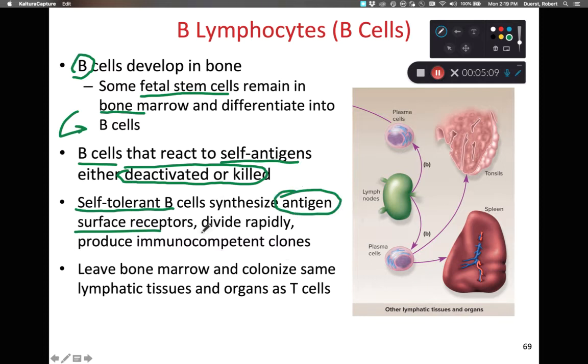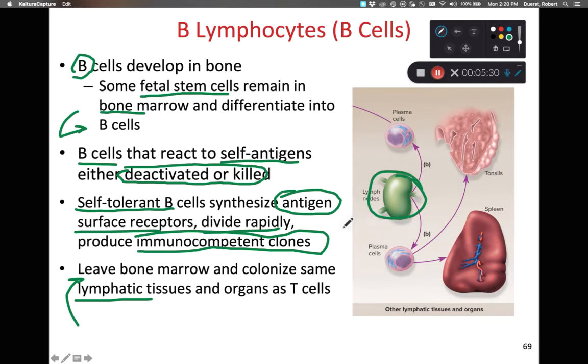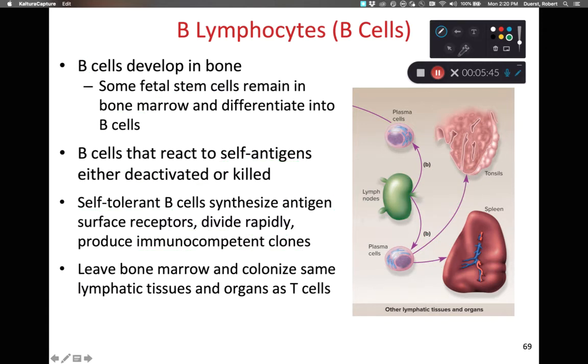And then when activated, they divide very rapidly and make immunocompetent clone cells. And then as they are cloned, they leave the bone marrow tissue and then go colonize lymphatic tissues and organs throughout the body, just like the T cells do. So they can travel to lymph nodes, and then when they're activated within the lymph node, they can become a plasma cell, and then as a plasma cell, they can travel to other tissue types of the body and aid with the adaptive immune response.